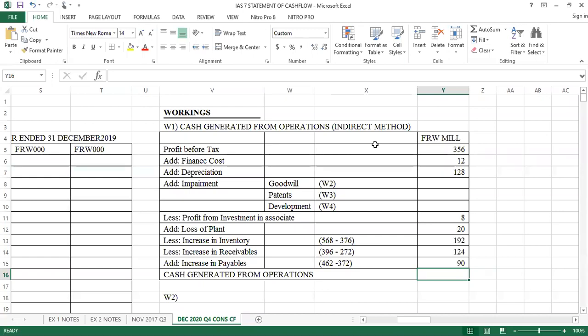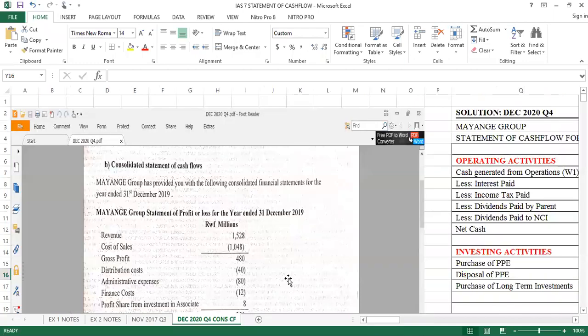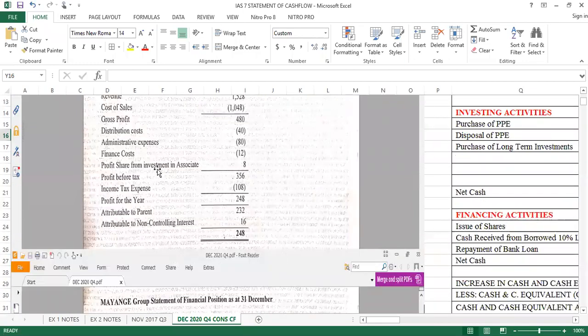show me 8 on the profit in the equation. Here. Profit share from investment in associate is 8. It was added to get the profit. So because profit is a non-cash flow, you less it. If it is a loss, it could have been deducted. So you correct it: if it is a loss, you add it. Okay.